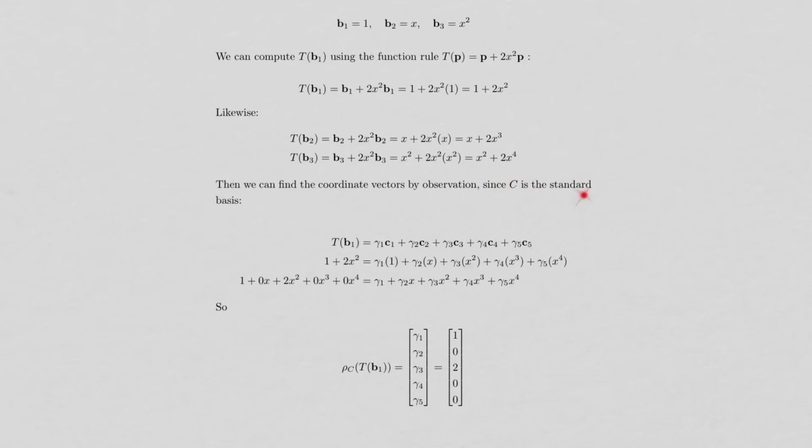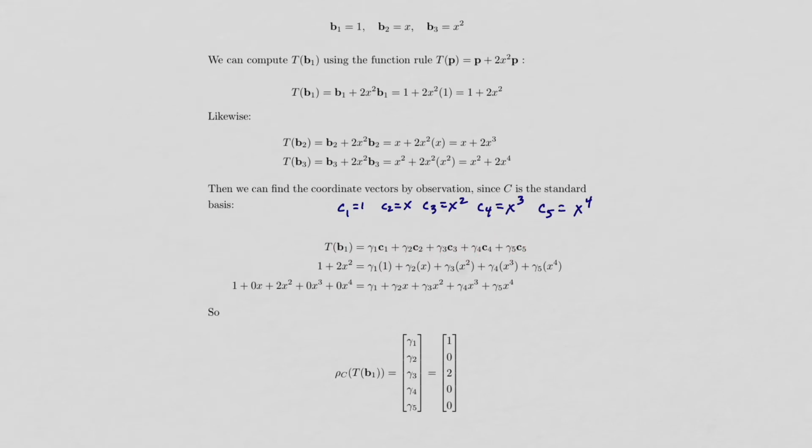Well, since C is the standard basis, we can just find these by observation. In other words, T of b1 is equal to some linear combination of the C basis vectors. So we could label the c's like this. c1 is 1, c2 is x, c3 is x squared, c4 is x cubed, c5 is x to the fourth. Remember, since we're starting with 1, we go 1, x, x squared, x cubed, x to the fourth. When we get up to x to the fourth, we actually have 5 basis vectors. So each of those c's is going to be multiplied by a scalar, which I've called gamma here. So gamma 1 c1 up to gamma 5 c5.